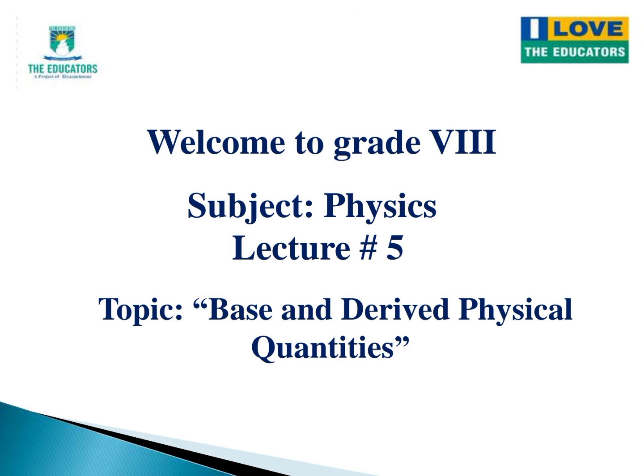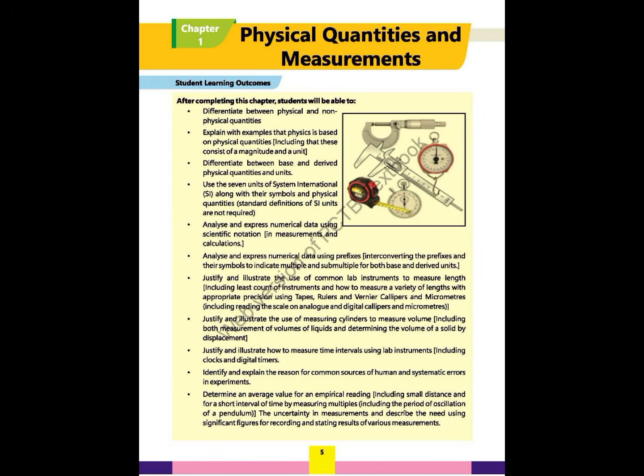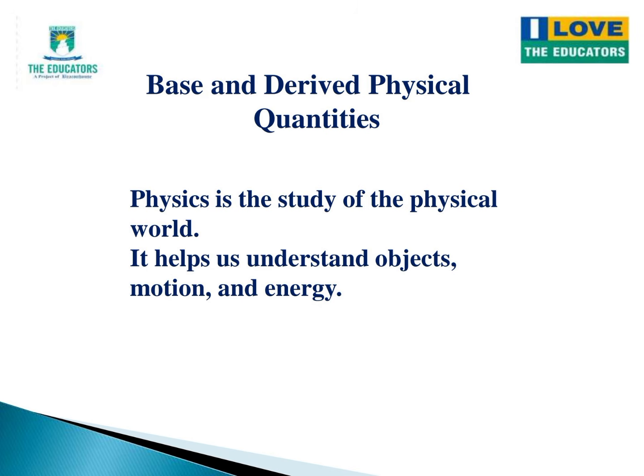Our topic is base and derived physical quantities. Let's begin. Objective. First, look at the objective. In this lecture, we will understand physical quantities, differentiate between base and derived quantities, and then learn their examples. Here is chapter number 1 and today's topic is 1.2 base and derived physical quantities. Students, understand this topic with the help of these slides.